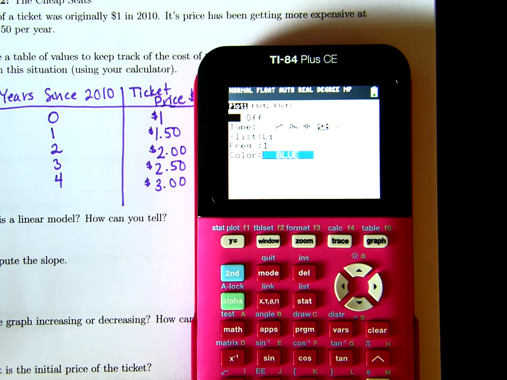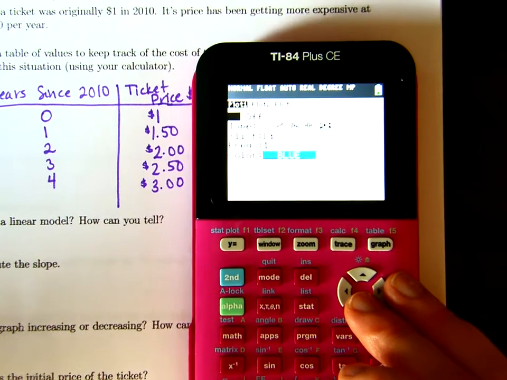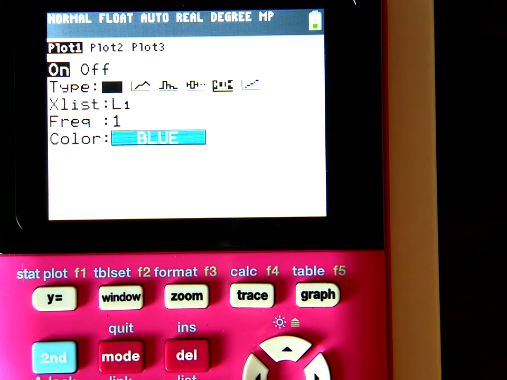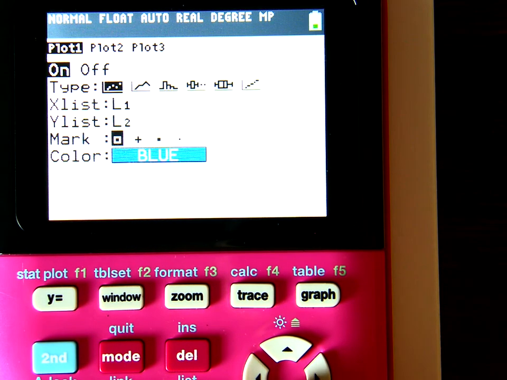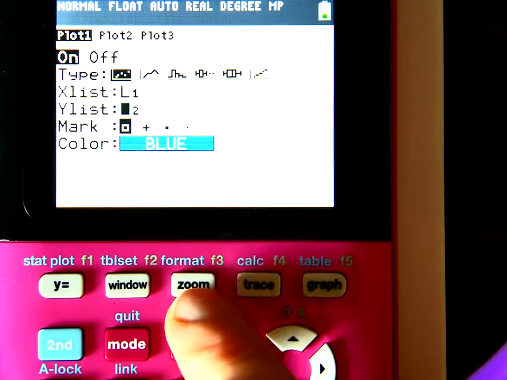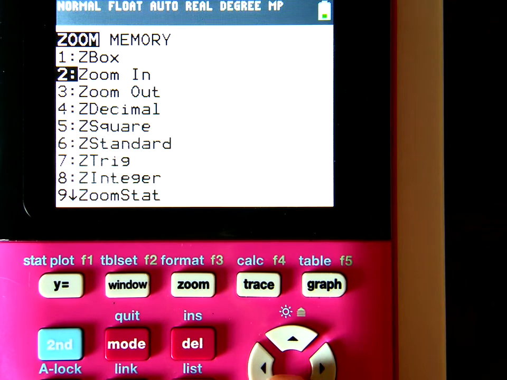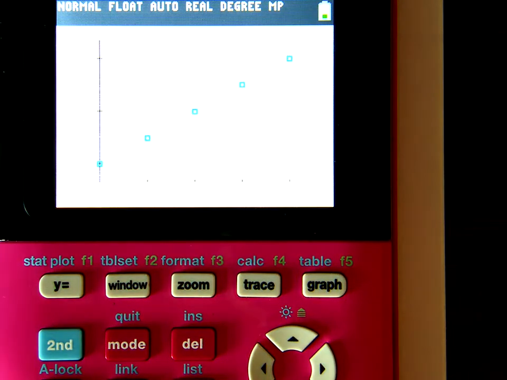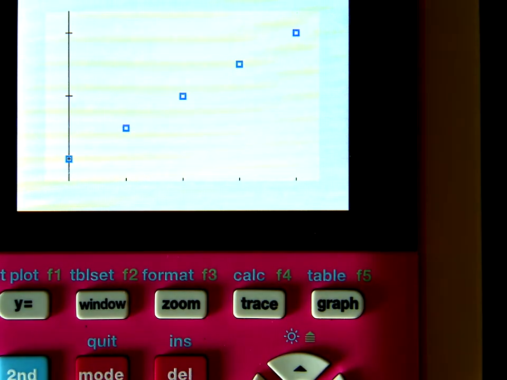Okay. And now I'm going to go second stat plot, and I'm going to hit enter. I'm going to turn on my statistics plot. I have to zoom in here because of the glow. And the type that I'm going to pick is this one with just dots for my coordinate pairs. My X list is L1. It is the year since 2010. My Y list was the ticket price. That's what I entered into there. And now I am going to go to Zoom and down to Zoom Stat.